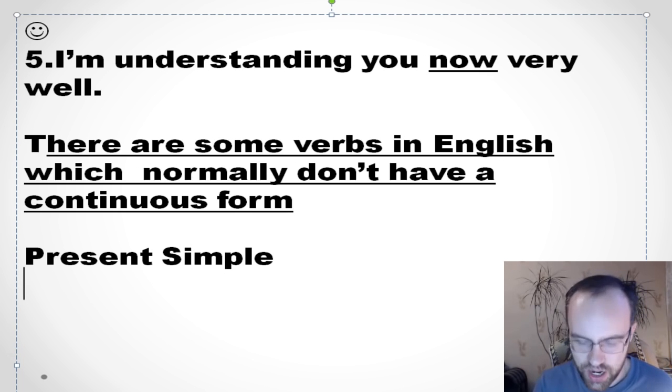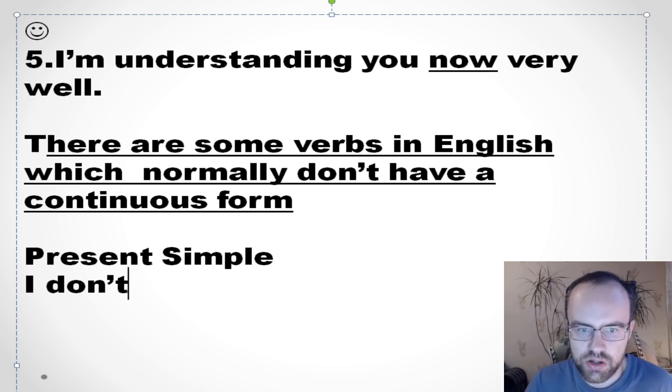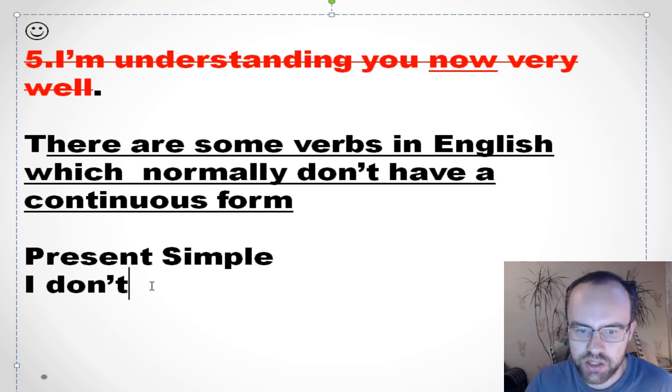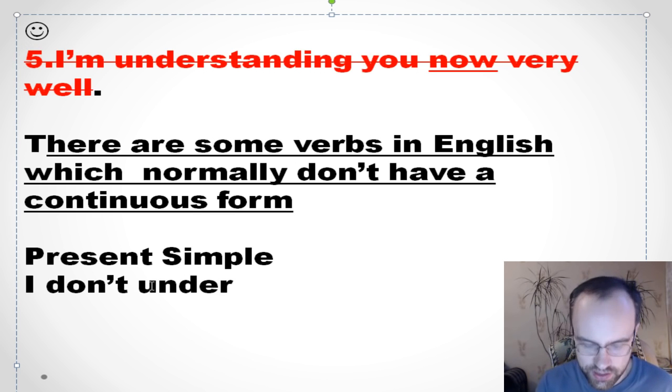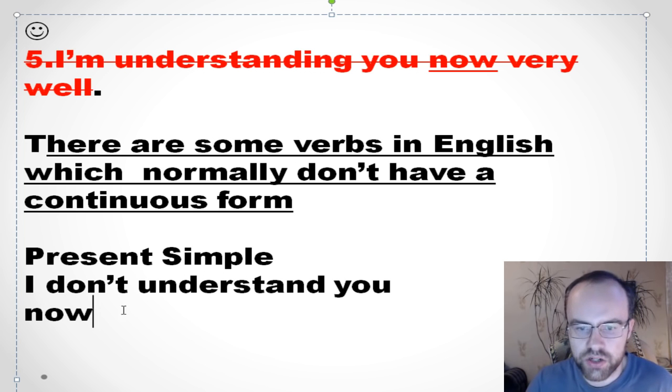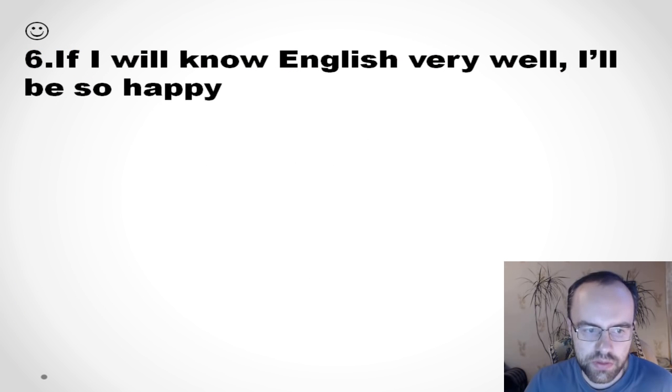So this sentence isn't right. You need to say I don't understand. I don't understand you now. Yeah? I don't understand you now, so you can't say it, okay? Good. Very important thing. Okay, next.